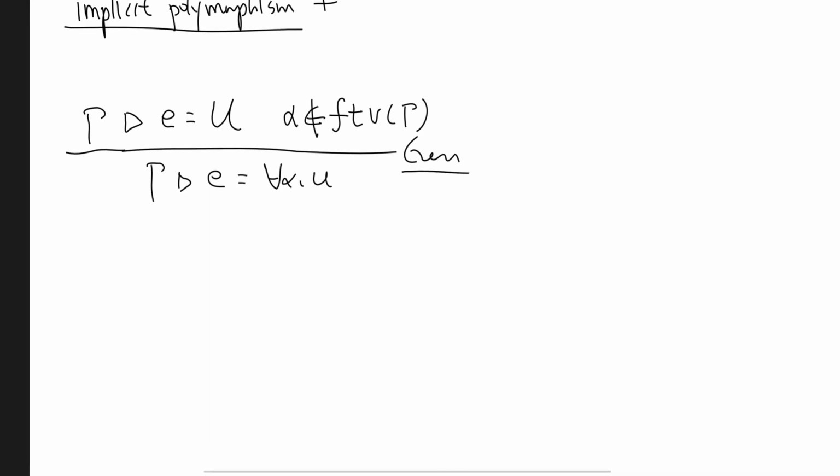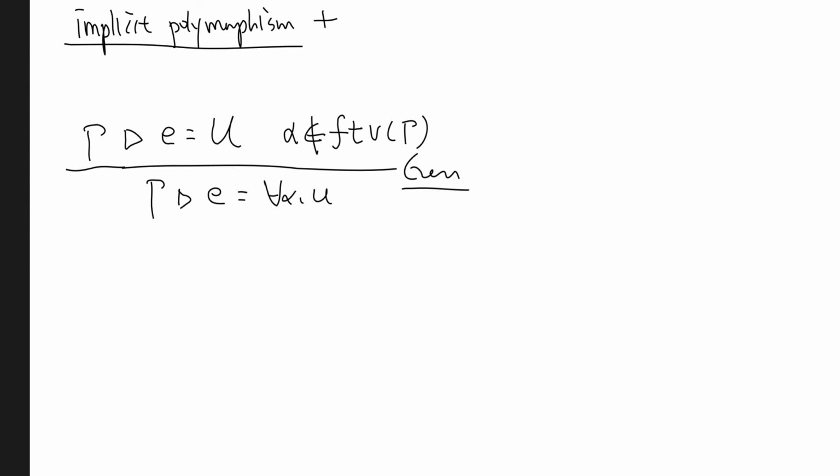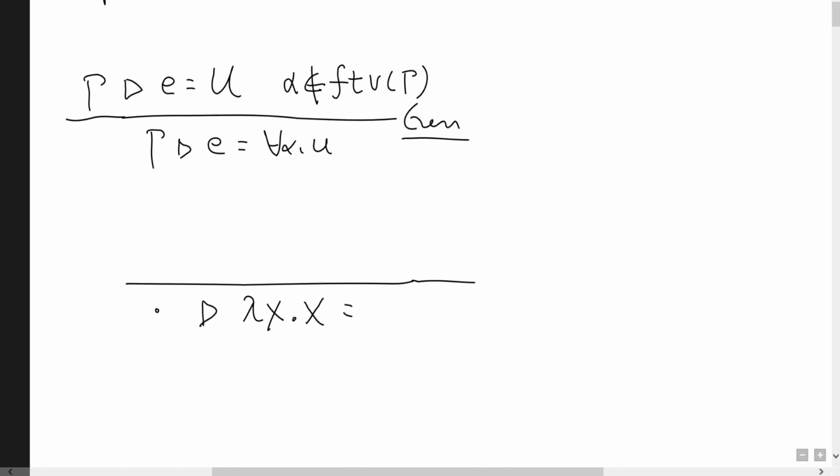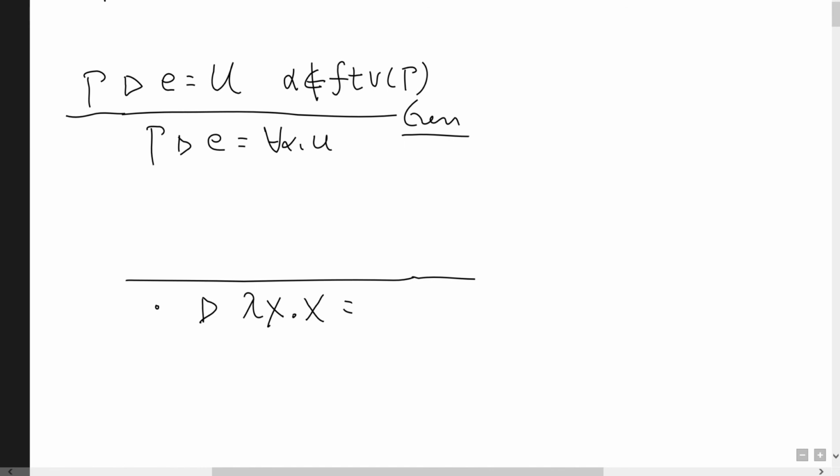So for example, let's consider this lambda x dot x. The typing context is empty, and we are type checking this lambda x dot x. At this point, you have to make a guess. For instance, let's assume that we assign type variable alpha to variable x. So here our guess is x has a type alpha, where alpha is unknown yet.